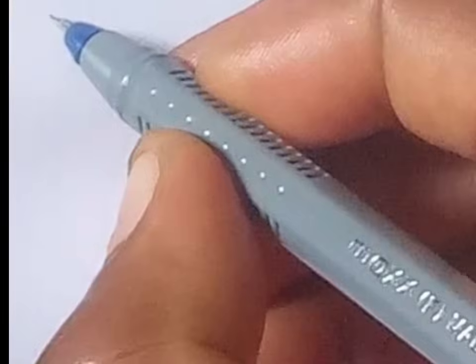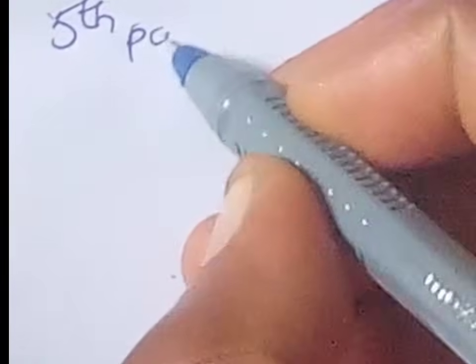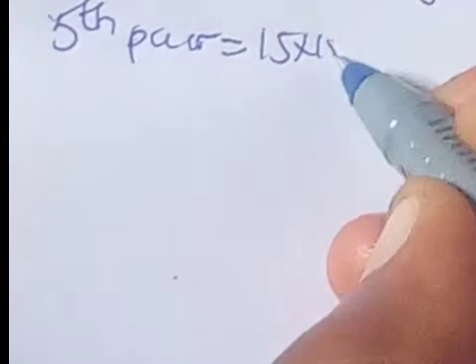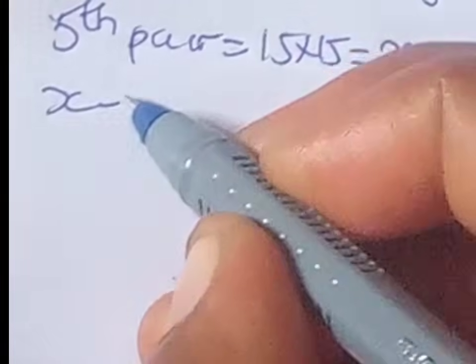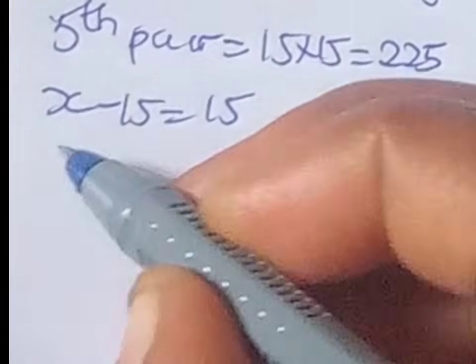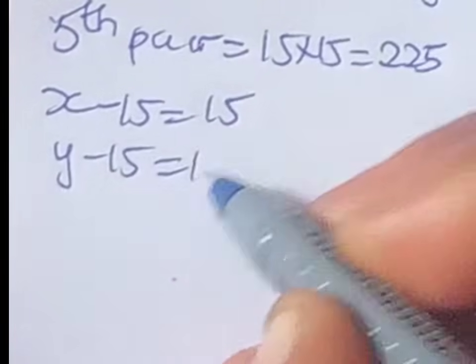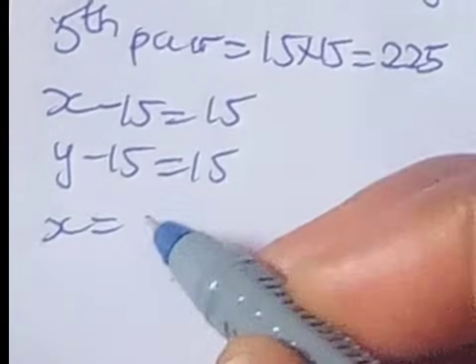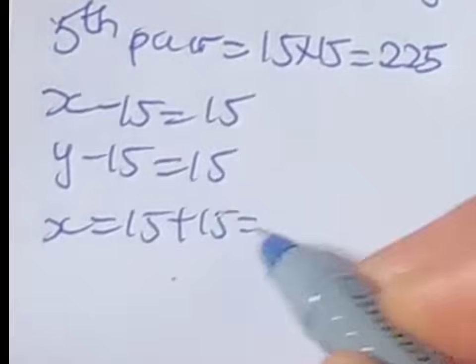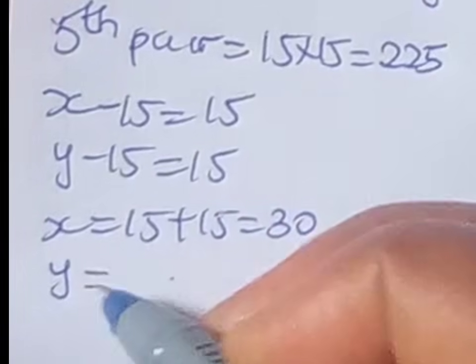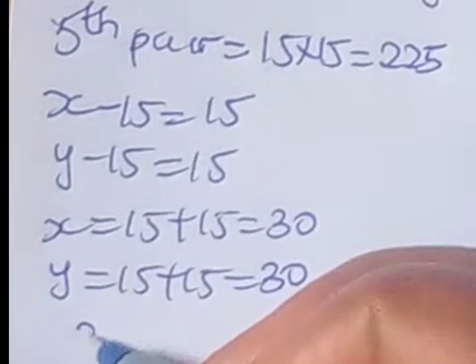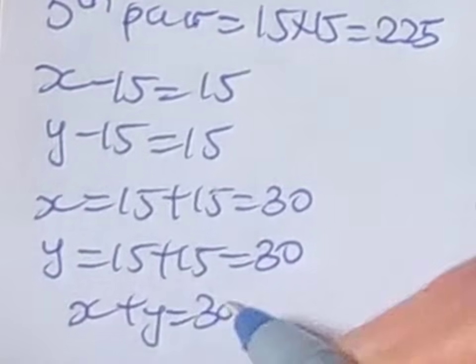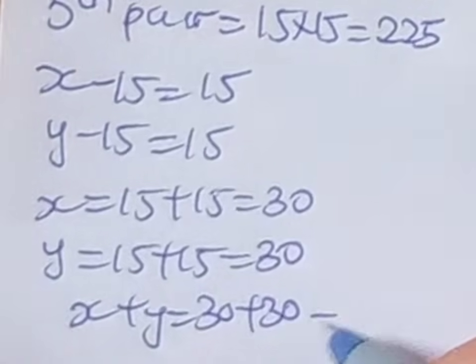Finally, let's move to our fifth pair. Our fifth pair says 15 times 15 equals 225. X minus 15 equals 15 and y minus 15 equals 15. So our x equals 15 plus 15, which is 30, and our y equals 15 plus 15, which is also 30. So at the end of the day, x plus y equals 30 plus 30, which will give us 60.